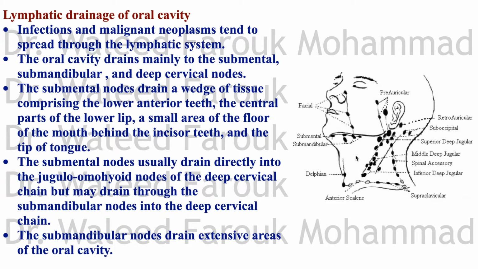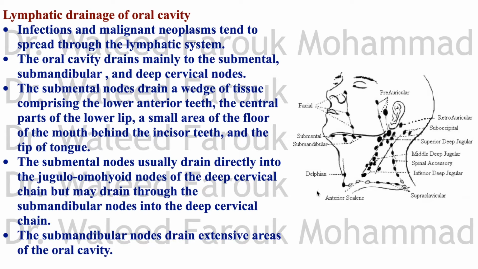jugulo-omohyoid lymph nodes. The submental lymph nodes drain a wedge of tissue comprising the lower anterior teeth, the central parts of the lower lip, a small area of the floor of the mouth behind the incisor teeth, and the tip of the tongue. The submental nodes usually drain directly into the jugulo-omohyoid, which is the inferior group of the deep cervical lymph nodes, but also may drain through the submandibular nodes into the deep cervical chain, the upper part.